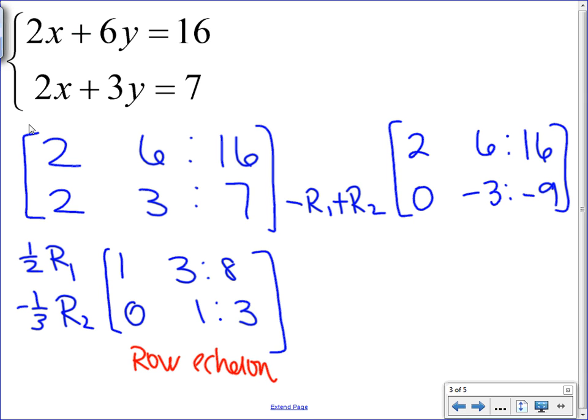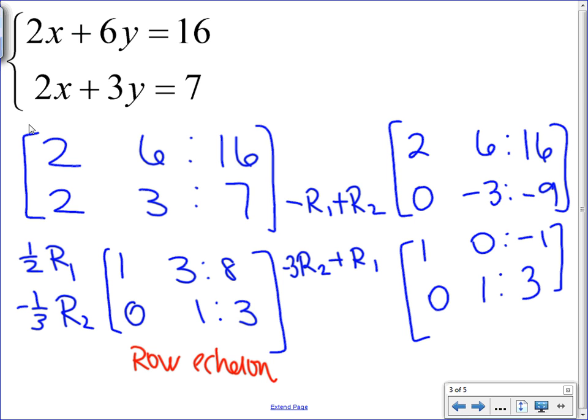What is reduced row echelon form? What's the difference? This is a 0. How would I make this a 0? We would need a 0 above and below any 1. Okay? So if I multiply row 2 by -3 and add it to row 1, we get 1, 0, and what's our solution? X is -1.